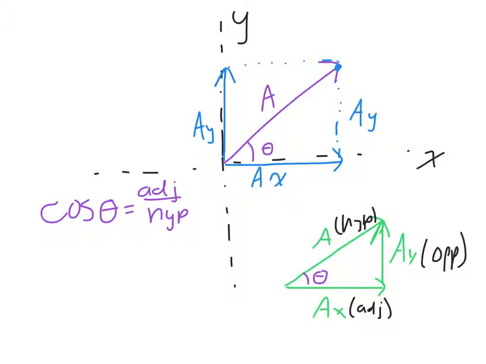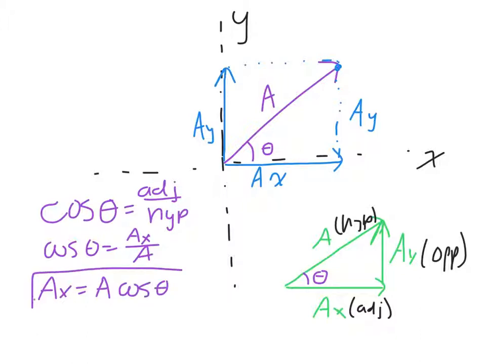So cosine of theta is equal to adjacent over hypotenuse, which means that cosine of theta would equal the x component over the actual vector. So in order to find the x component, Ax would equal the vector times the cosine of the angle. So to find a vector's x component, you take that vector and multiply it by the cosine of the angle.